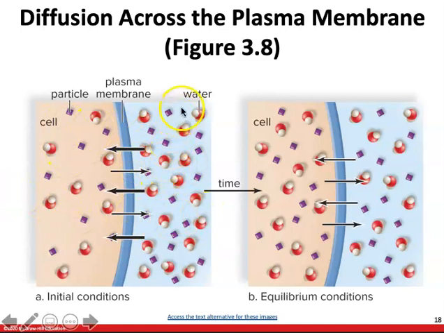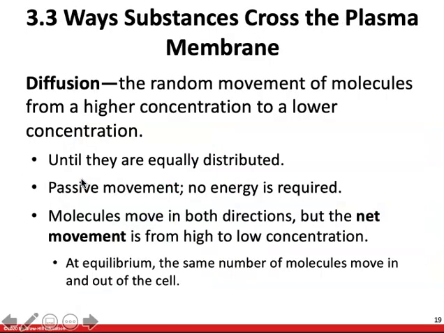But what we're going to see is that more molecules are moving right to left than left to right until we reach equilibrium. So until we have an equal concentration all throughout the room, we're going to see that movement. No energy is required, and once we reach equilibrium, the same number of molecules move into and out of the cell. You can think of this, if any of you have ever used a diffuser or a scented mister.